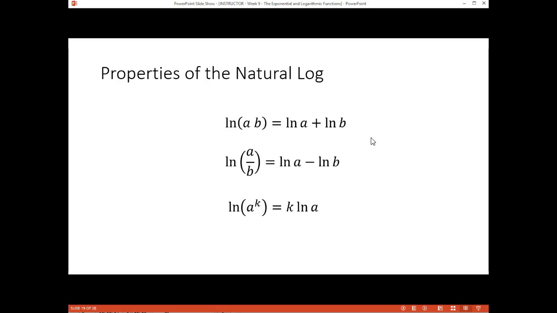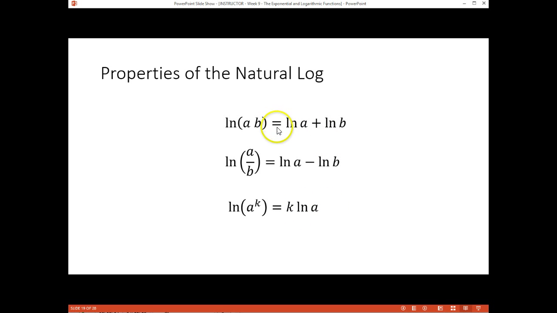We know the natural log of a times b. If I'm multiplying two things inside my log, I can split it up, and it's equal to the natural log of a plus the natural log of b. Similarly, if I'm dividing two things in my log, the natural log of a over b is equal to the natural log of a minus the natural log of b. And finally, if I'm raising a power inside of a log, the natural log of a to the k, I can bring the k out, and it's equal to k times the natural log of a.